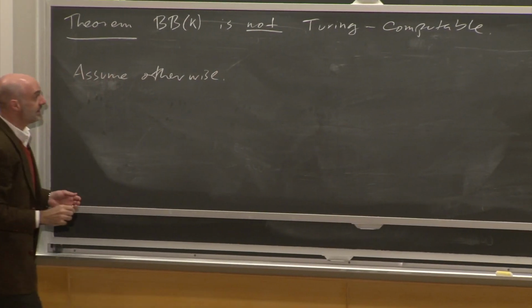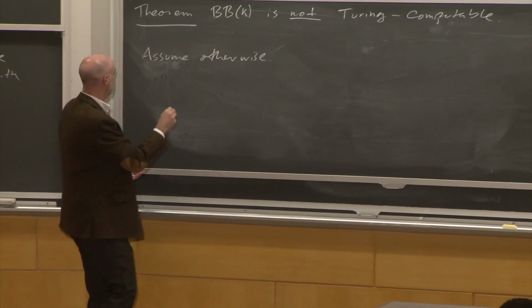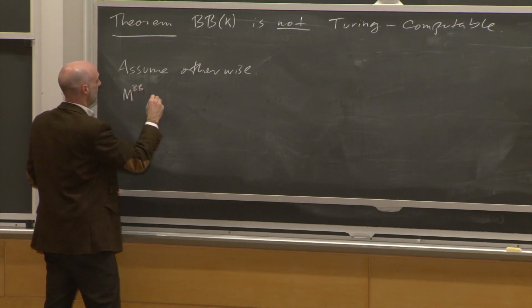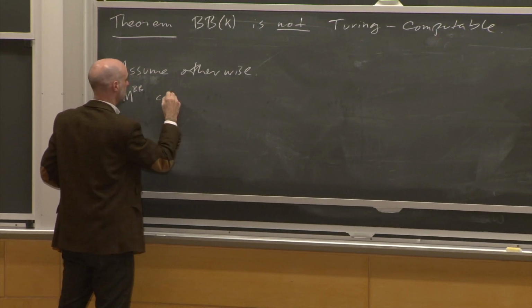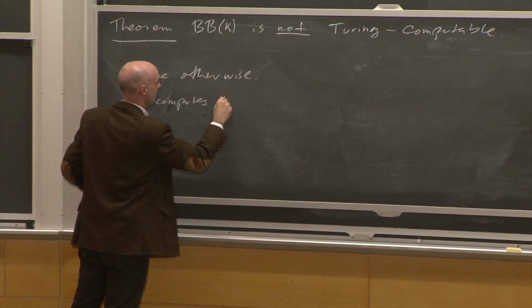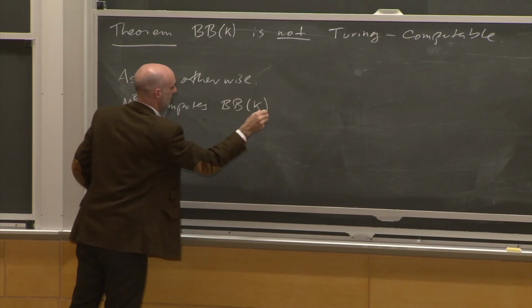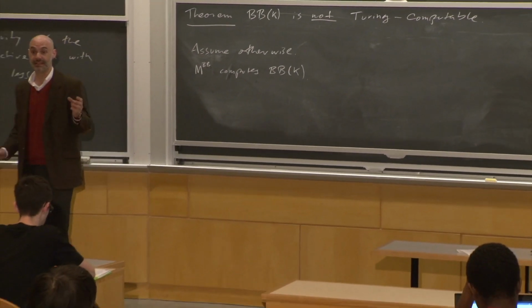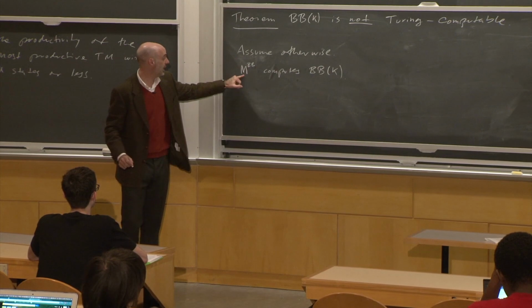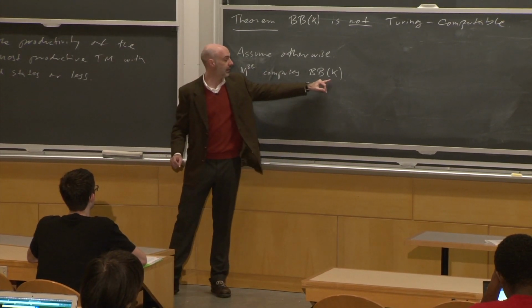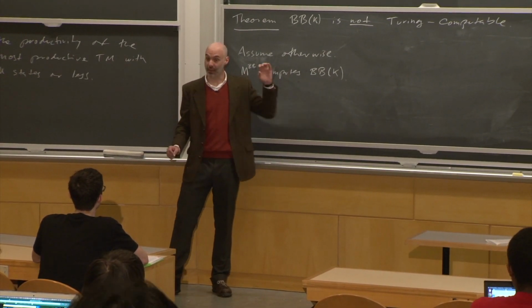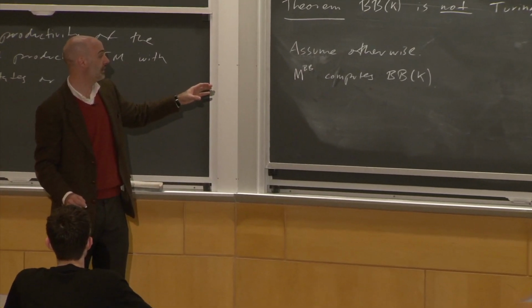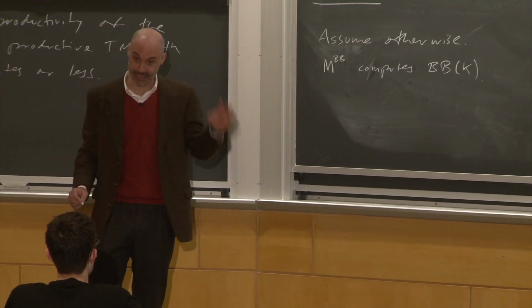So we assume otherwise. In other words, we assume that some Turing machine M busy beaver computes it. And of course, what it means for this machine to compute the busy beaver function is that if you start this machine with a tape which is blank except for k 1s, then it'll output busy beaver of k 1s and stop.